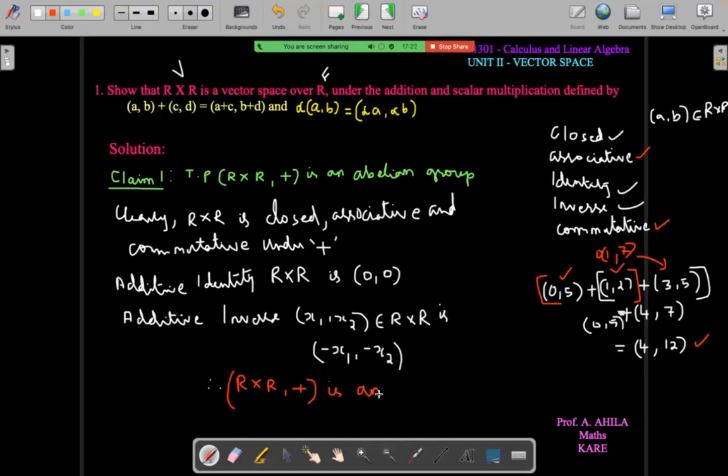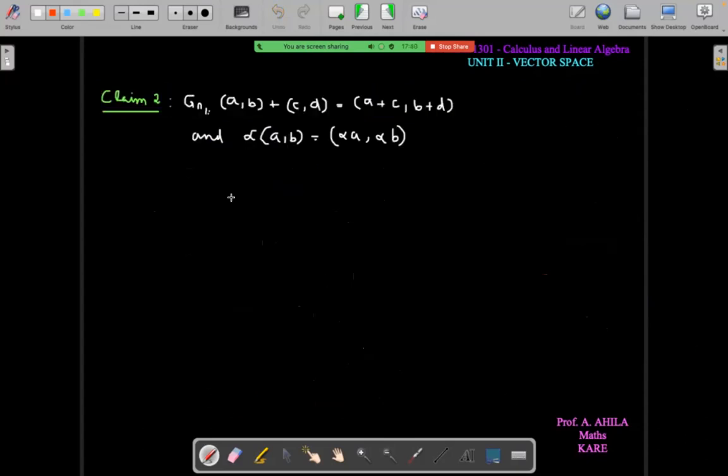Closure, associative, commutative, and additive identity exists, additive inverse exists. So commutative, abelian group. Okay, now we need to go for claim 2.